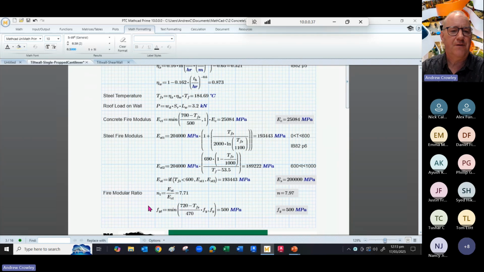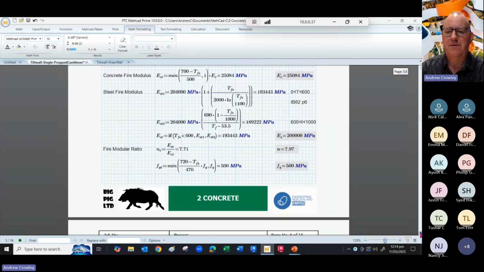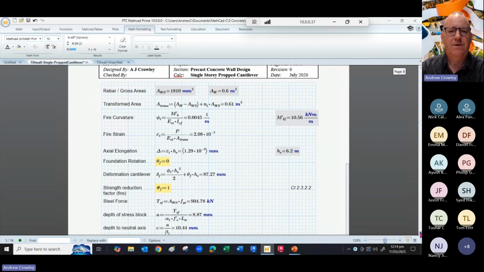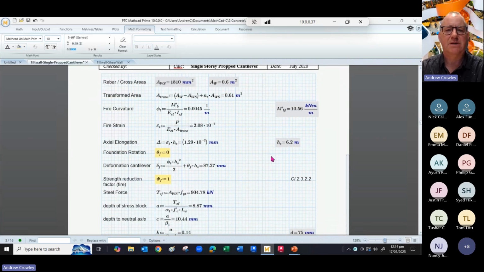Work out what the fire modular ratio is by comparing the modulus for the concrete versus the modulus for the steel. Our steel yield strength remains at 500 MPa. Let's move down. We then create a transformed section based on that section modulus and the modular ratio. That allows us to calculate the fire curvature and the fire strain. From that, we can gather the axial elongation as a small number of millimeters.